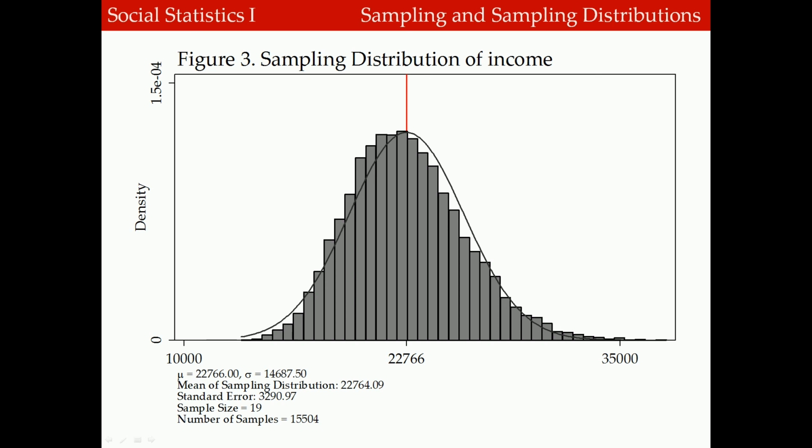Here's what it looks like for samples of size 19, and again taking 15,504 different samples. So we get the same basic result. Again, it's approximately normally distributed, centered around the value of the true population parameter. But again, it looks like it's a little bit more tightly clustered around the value of the true population parameter.